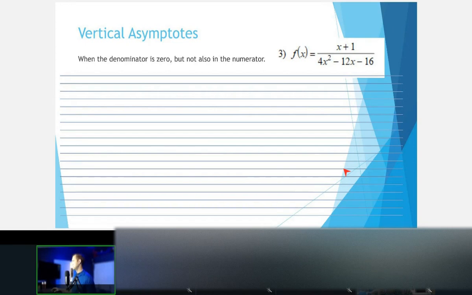Can it have more than 2 VAs? Well, good question. Looking at this, it is a quadratic. This is x squared, so the most you can find is only 2 VAs. So this one will only have a maximum of 2 VAs. So it looks like x equals 4 and x equals -1.